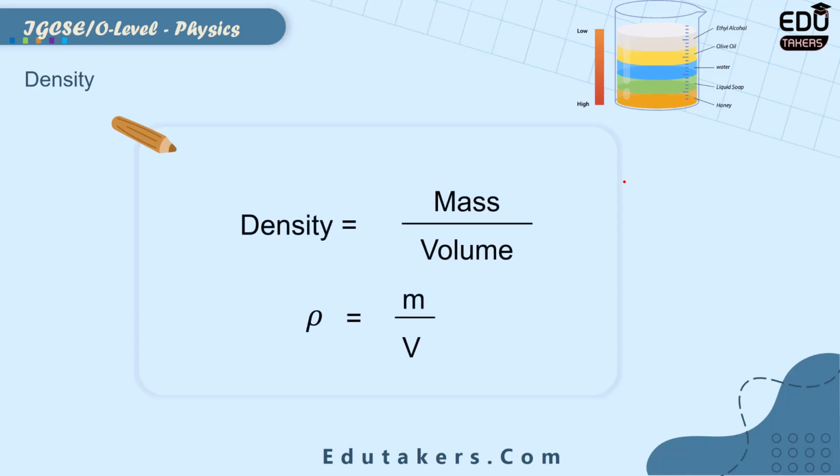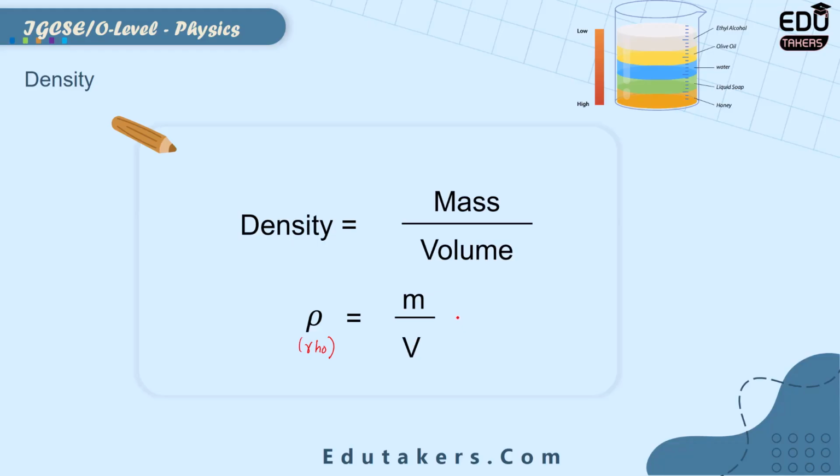So here is a formula of density. Density is equals to mass per unit volume. And the symbol for the density is rho. The mass is represented by m and the volume is represented by v. So density is equals to m over v.